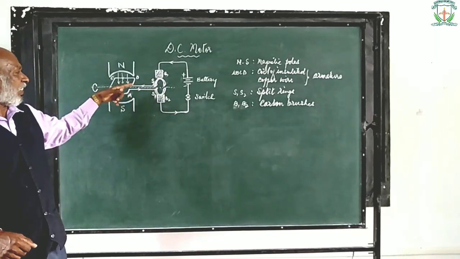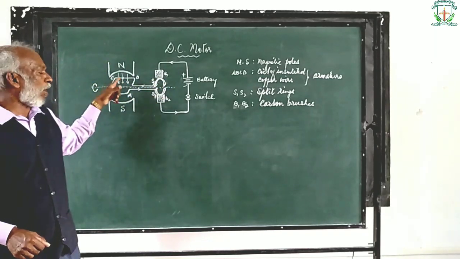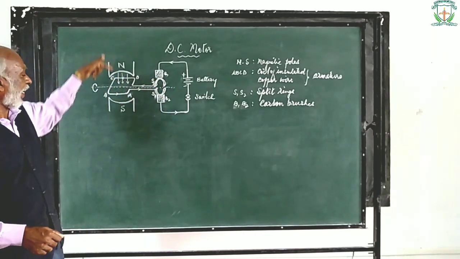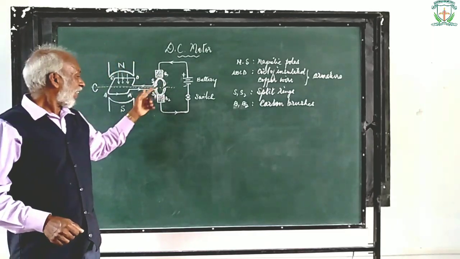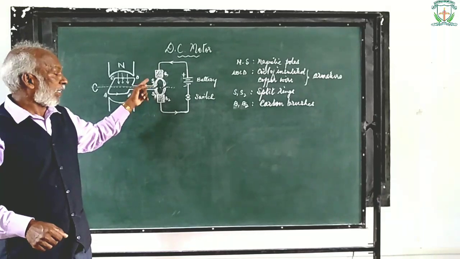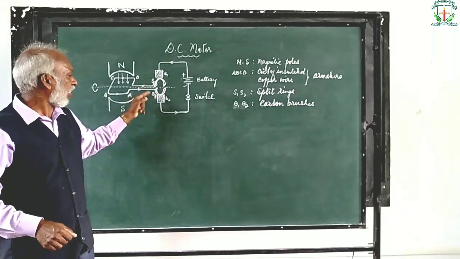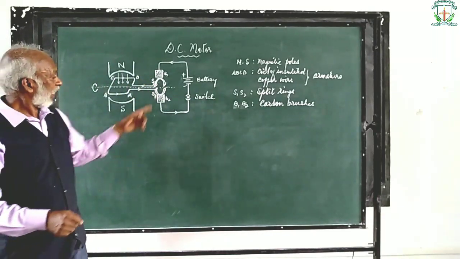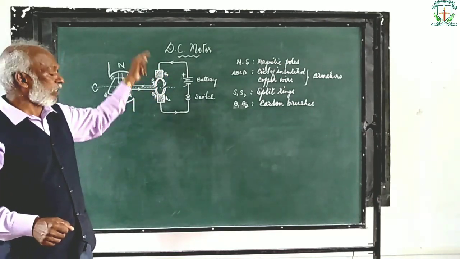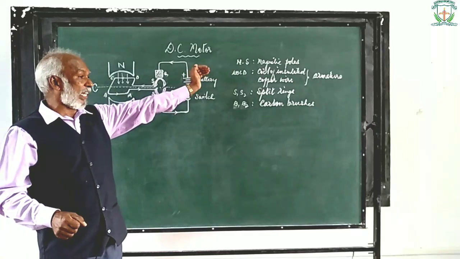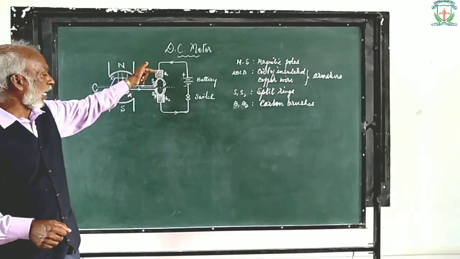A coil of insulated copper wire ABCD is mounted between the strong north-south poles of a magnet. The ends of the coil are connected to two split rings S1 and S2. There are two carbon brushes B1 and B2 in contact with the split rings. An external source of current is connected to the carbon brushes.